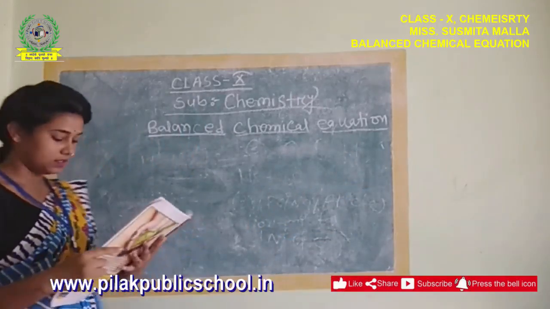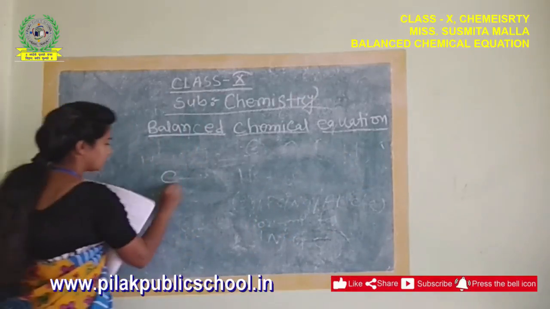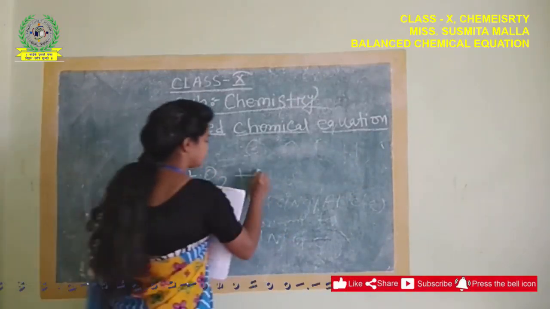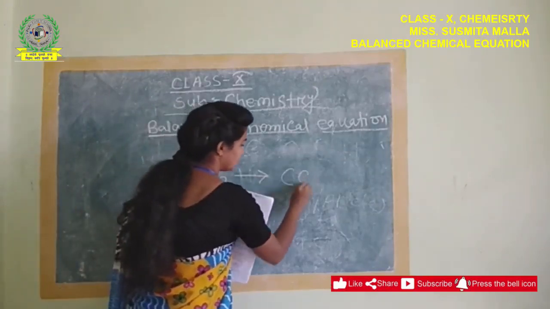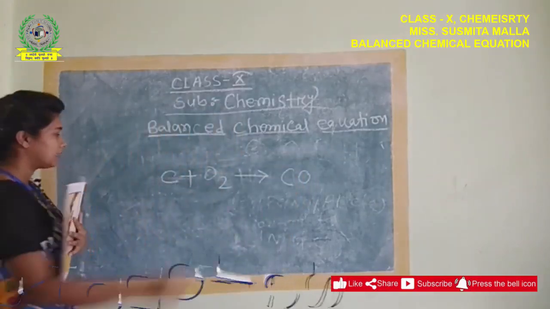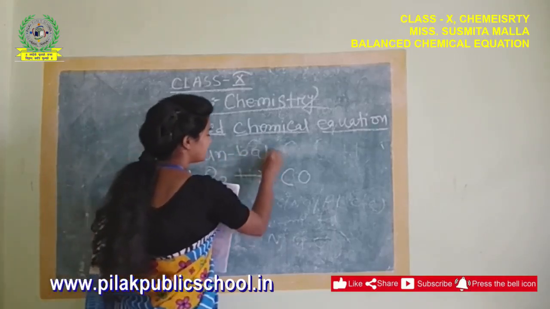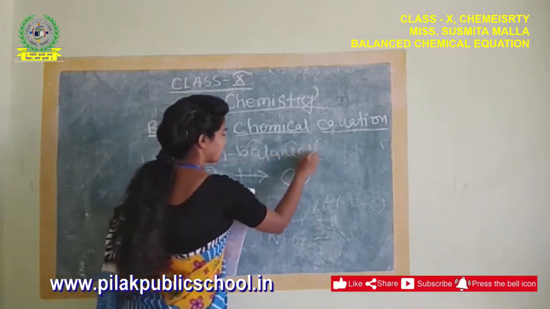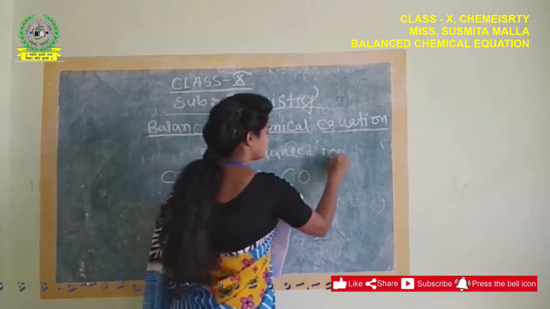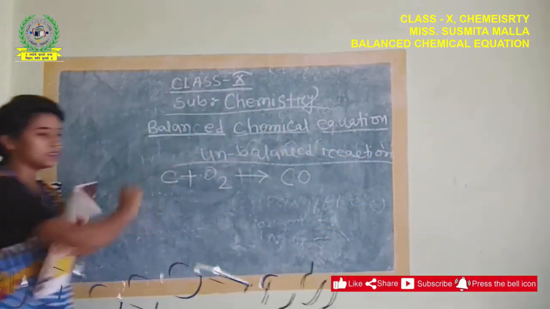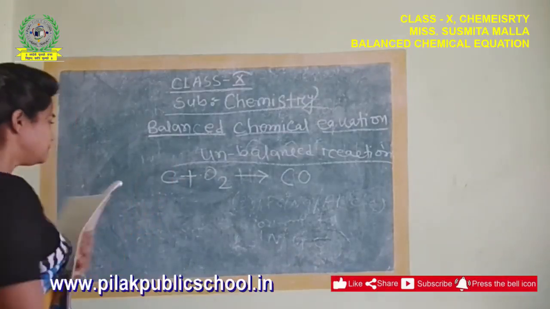So let's see the example. Carbon plus oxygen gives CO. This is an unbalanced equation.